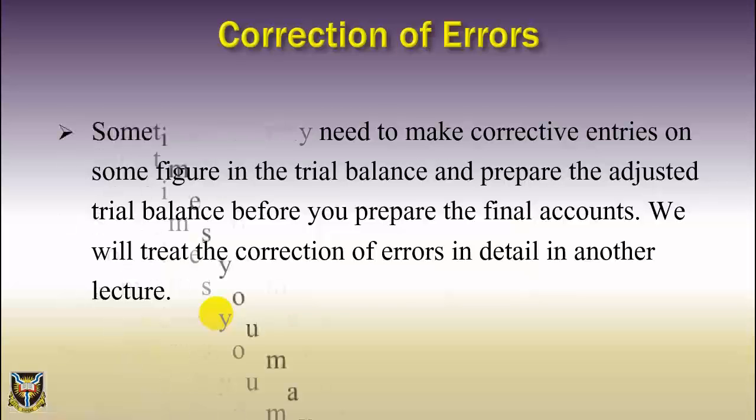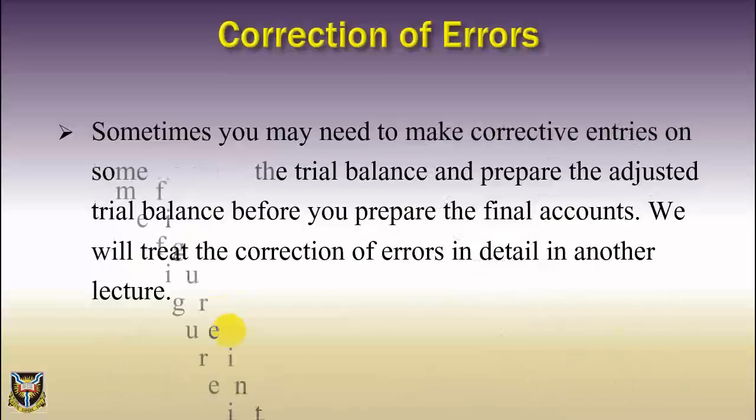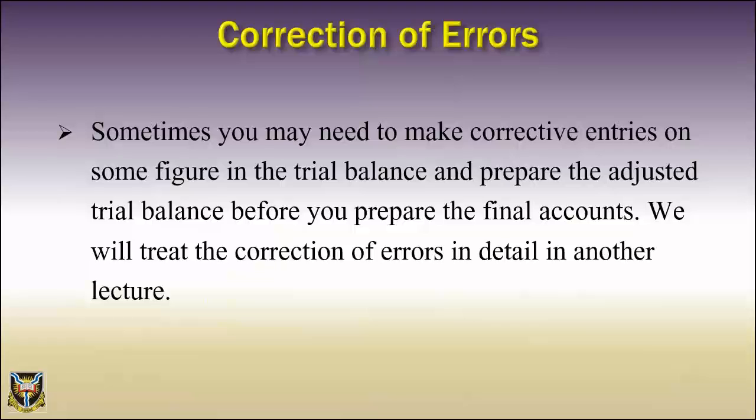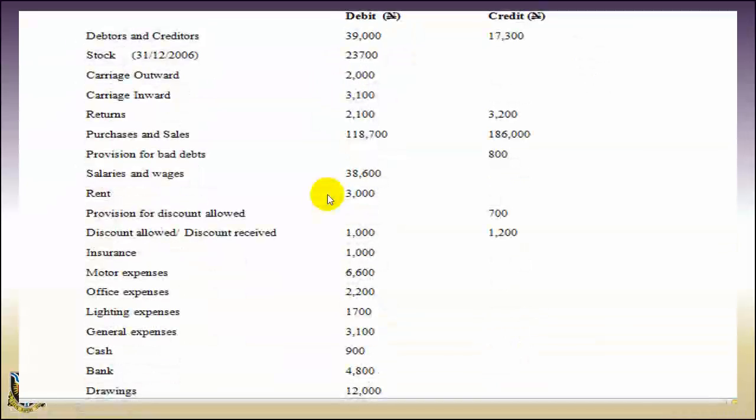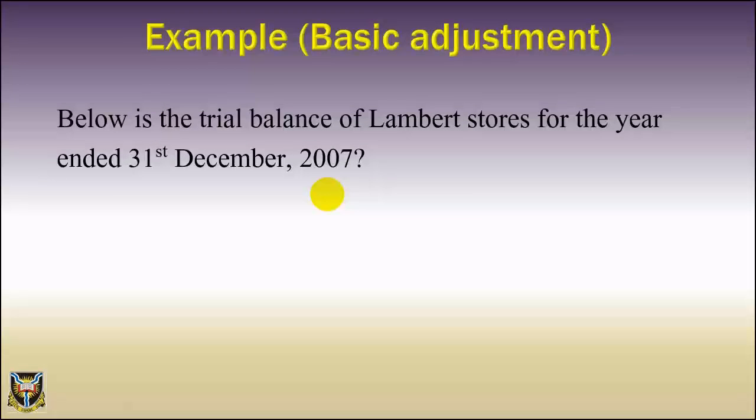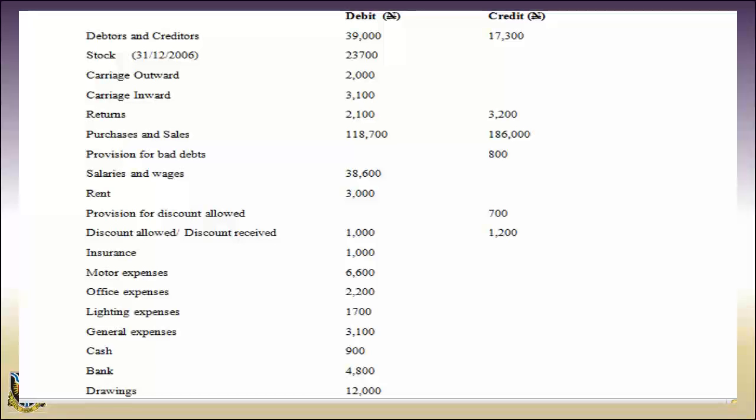Example: basic adjustment. Below is the trial balance of Lambert stores for the year ended 31st December 2007. Debit in Naira, credit in Naira.